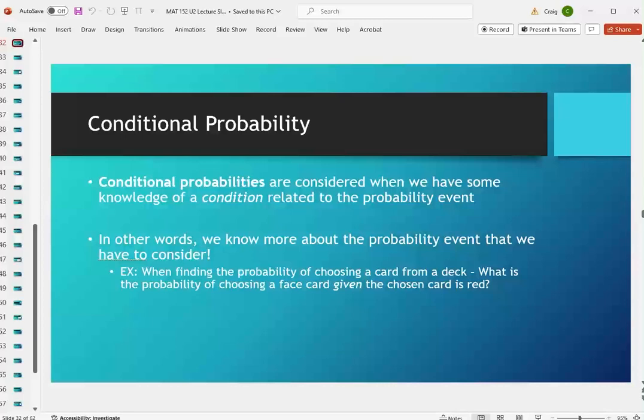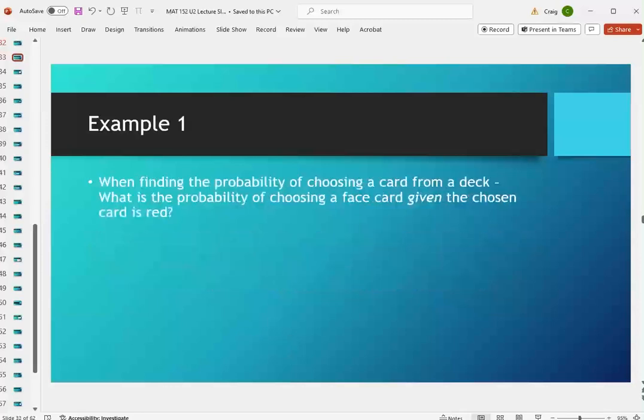So when finding the probability of choosing a card from a deck, what's the probability that you would choose a face card given that the chosen card is red, right? So if you already know that the person chose a red card, right? Well, in a deck of cards, there are only 26 red cards. And if we want to find the probability of choosing a face card, if we know the card is red, well, there's 6 red face cards. And we can calculate the probability that way. But there are other ways to look at these same types of questions, and that's what we're going to look at now. Right?